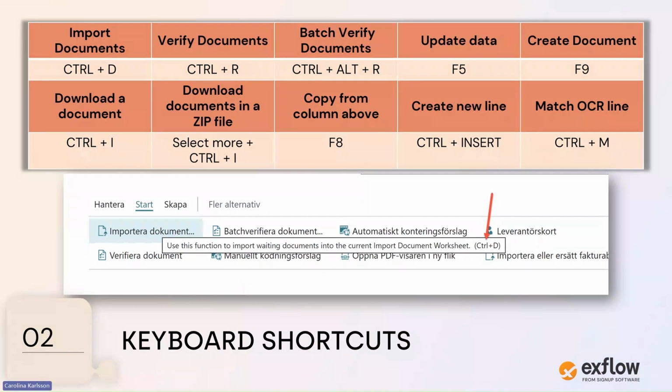For example, in this example, you can see that it says Control D at the end. Some of these shortcuts are actual ExFlow shortcuts and some are standard shortcuts for Business Central. For example, F8, copy from a column above. A tip that's very useful that not many know is if you select more documents in the import journal, for example, and then push Control I, then you download a zip file with all of them collected in one.